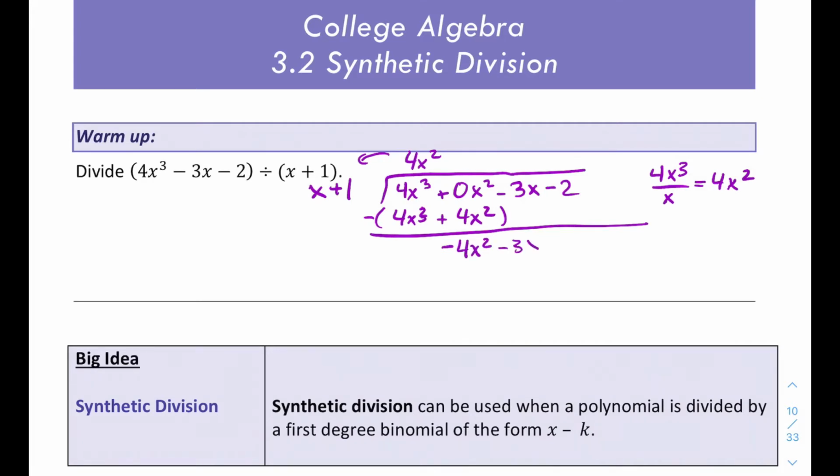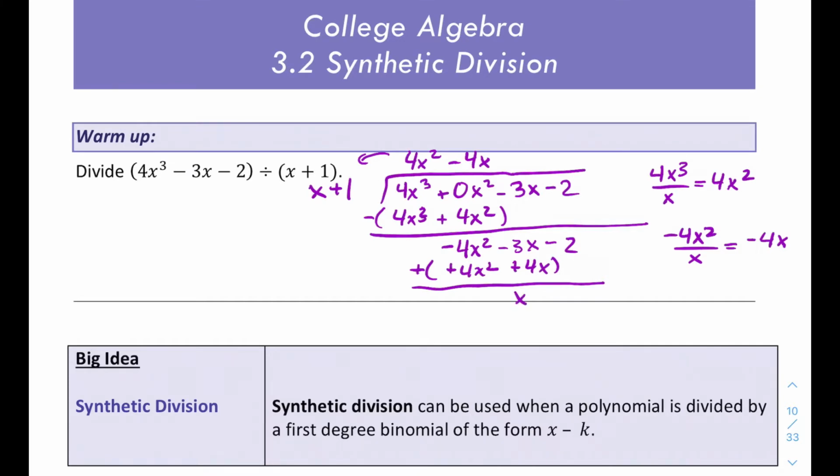And then you repeat the process. You use your new first term that you got of negative 4x squared, and you divide that by x. When you divide it by x, you get negative 4x. You'd multiply your negative 4x back by your x plus 1, which gives you negative 4x squared minus 4x. And then you'd subtract that entire quantity. I'm just going to go ahead and flip my signs and make it addition, which gives me x minus 2.